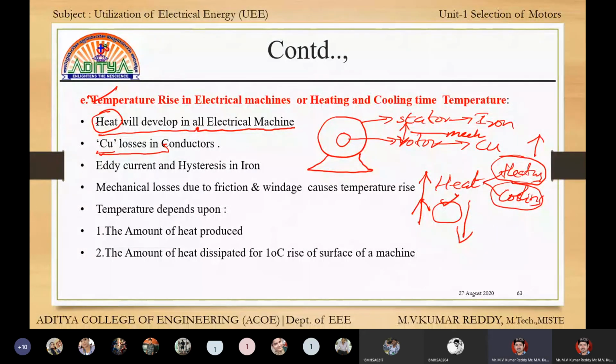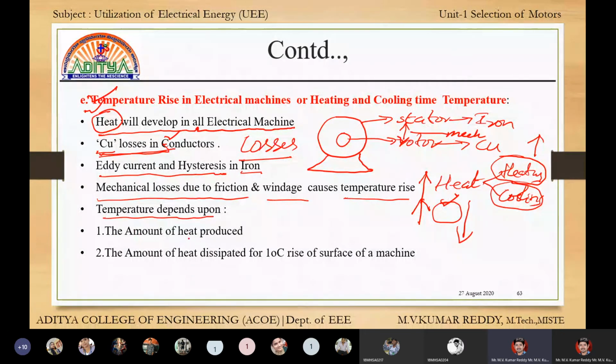To consider this heat, first of all we have to consider losses. What are the losses in this motor? In conductors we have copper losses; hysteresis and eddy current losses in iron; mechanical losses due to friction and windage losses. These are responsible for temperature rise, and temperature depends upon two factors: amount of heat produced and amount of heat dissipated. These are the two main factors in a motor.